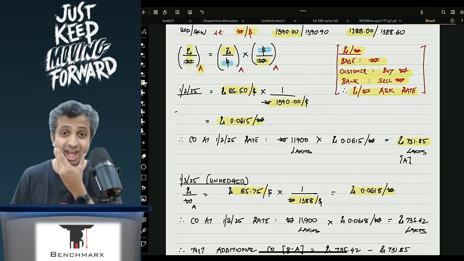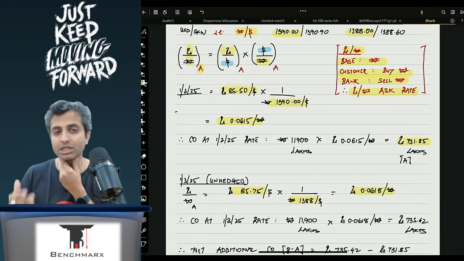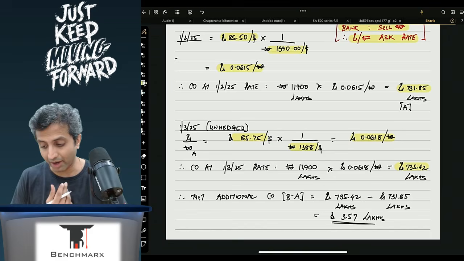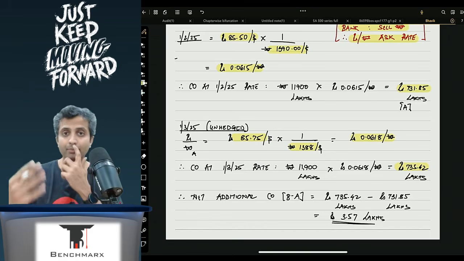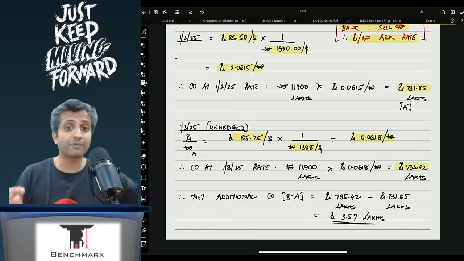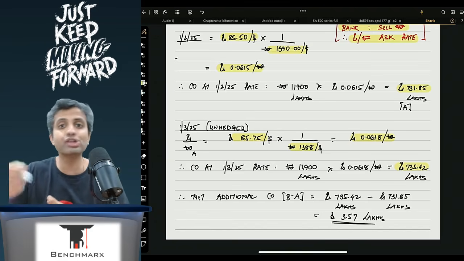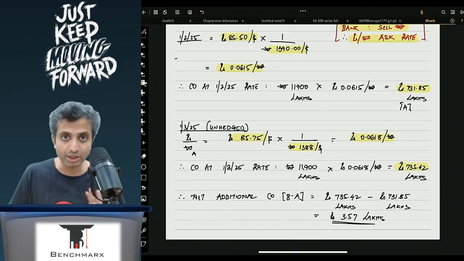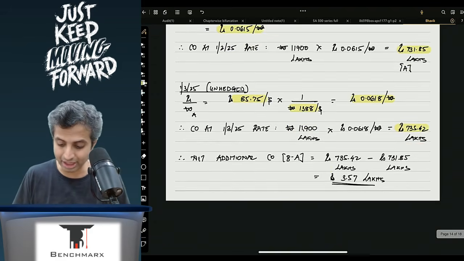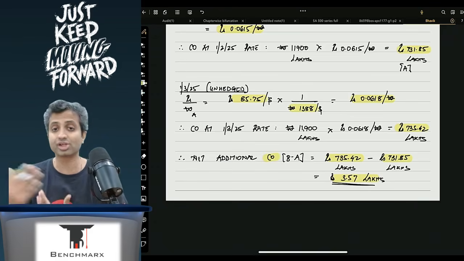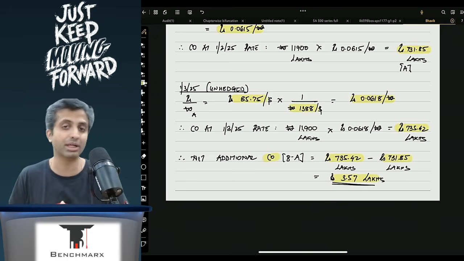Now one has to get cancelled, and hence the actual cash outflow at the 1st March rate will be 11,900 into 0.0618, so that is 735.42. Now for my cash outflow, the lower the better, but on 1st of March I am paying 735. If the rates had remained the same as on 1st February, I would have paid 731, and hence the additional net cash outflow is my loss compared with the 1st February rates. So the net additional cash outflow, that is a loss, would be 735 minus 732, that is 3.57 lakhs, if I do nothing.